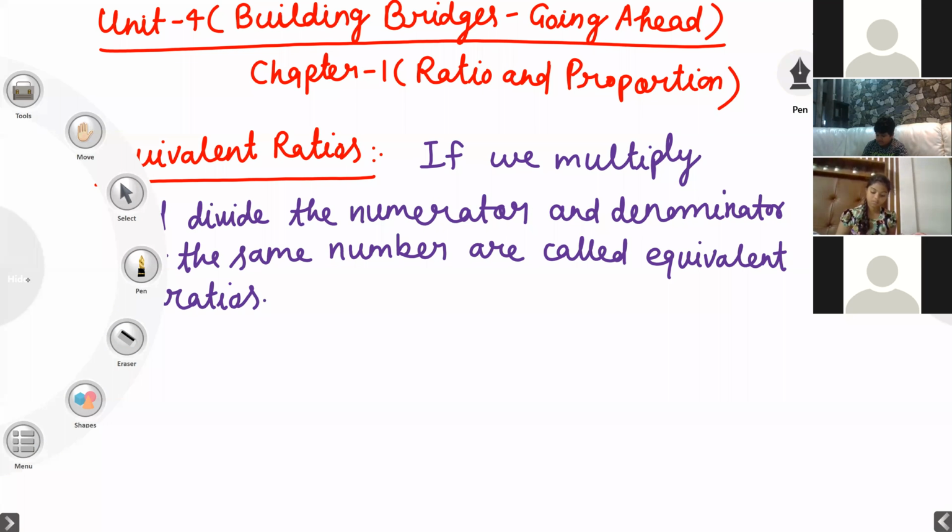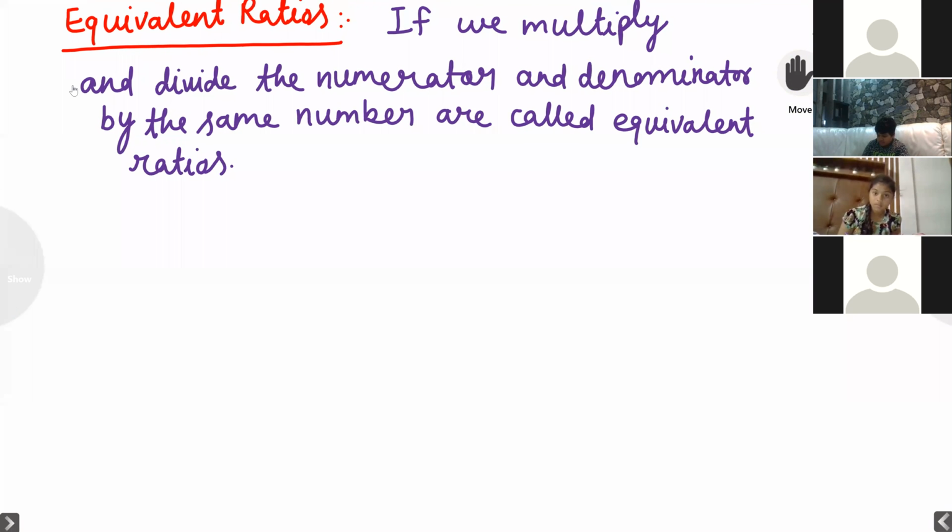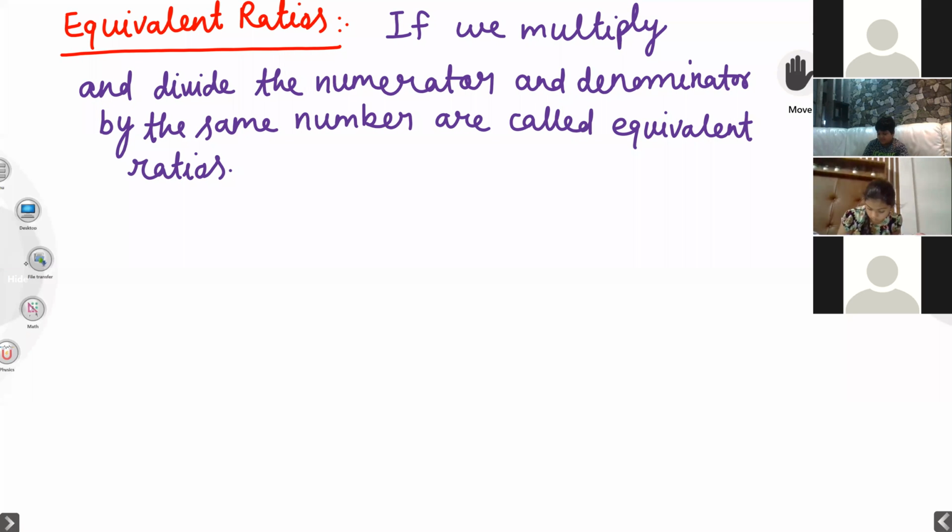This concept already we have learned in the fraction chapter. Only here ratio symbol will be there. First ratio we need to convert into fraction. After that we can find out equivalent ratios. Example 1.